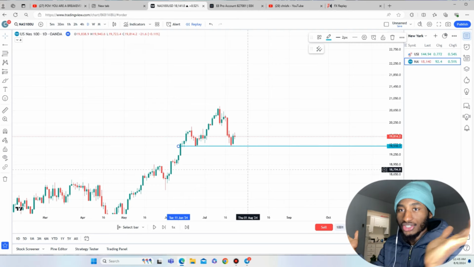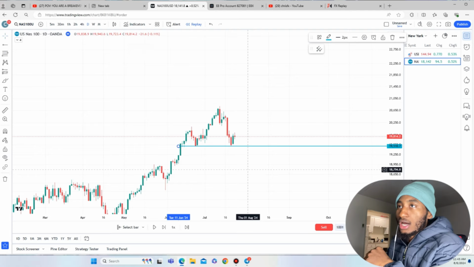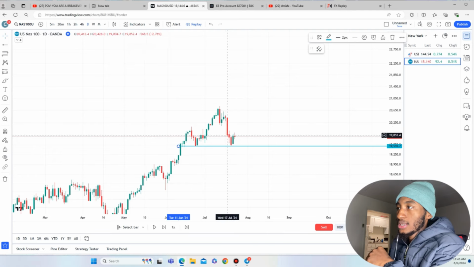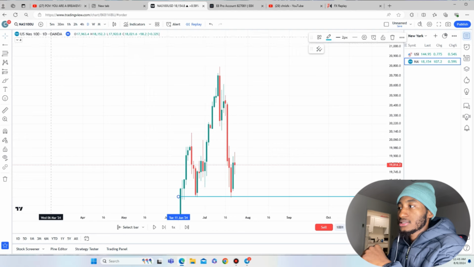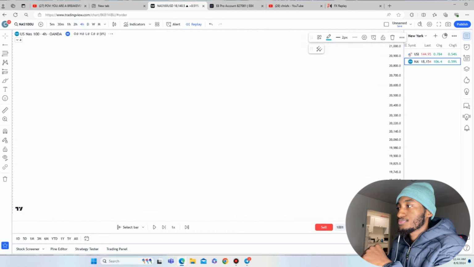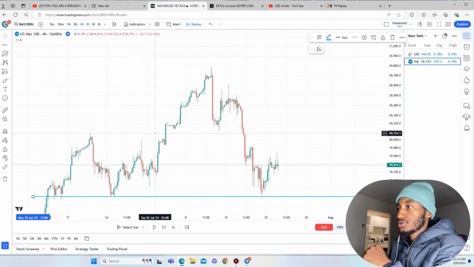Break, retest. That's my trade. But if the market did not break this low, I'm only looking for a buy. So for my buy, let's jump to the 4 hours and look for a very strong level.